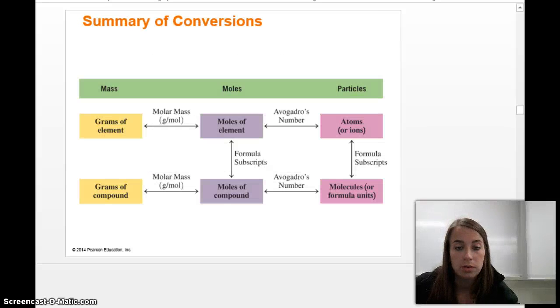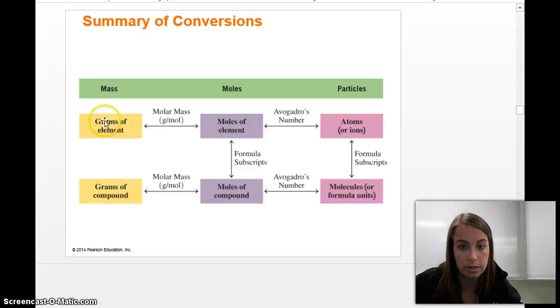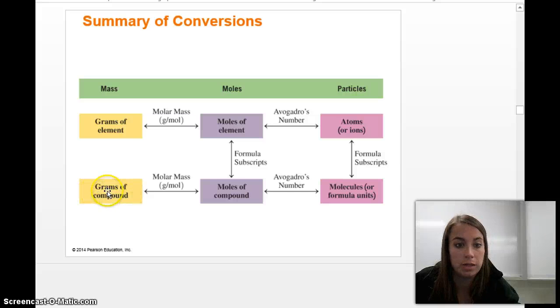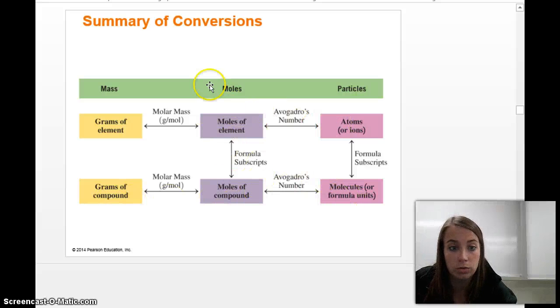Summarizing our conversions, we did a lot in the past few days. If you have mass in grams of an element, or grams of a compound, like silver we just had for an element, or salt for a compound, you can use the molar mass to go to moles. Then you can go in between those to go from the element or the compound looking at the subscripts. But if you're already at moles, then you can go to particles, so how many atoms or how many molecules I have. But no matter what, you have to go through the moles.